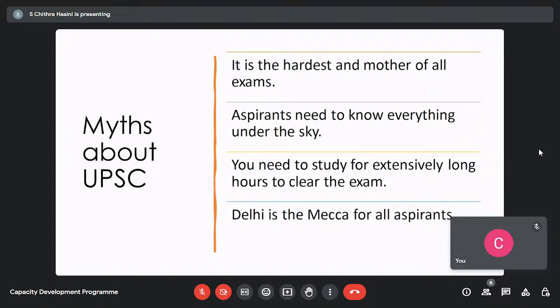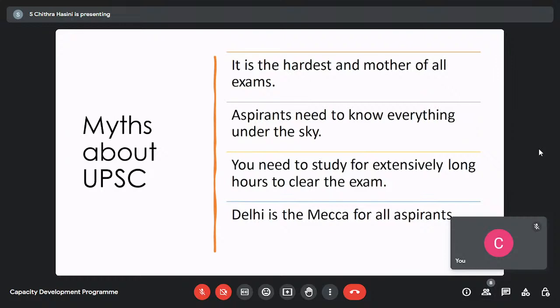So I don't know political science, international relations, and all. But I have chosen this subject because I have interest in it. I might not have studied it in my previous graduation or pre-grad, but I have that interest. So the optional should be chosen in such a way that you can read it for longer hours and you should not get bored of it.